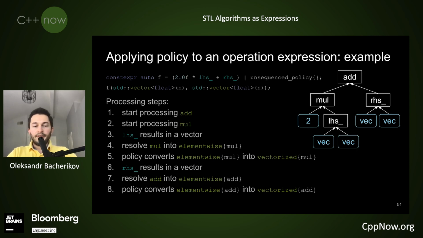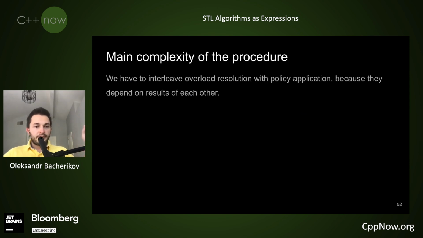Now let's get back to the right branch. Again, the RHS results in the vector. Now we know that add takes two vectors. So we resolve it into element-wise add. And after that, our policy converts this element-wise operation into a vectorized one again. So the complexity is that we have to interleave overload resolution with policy application because they may depend on the results of each other.